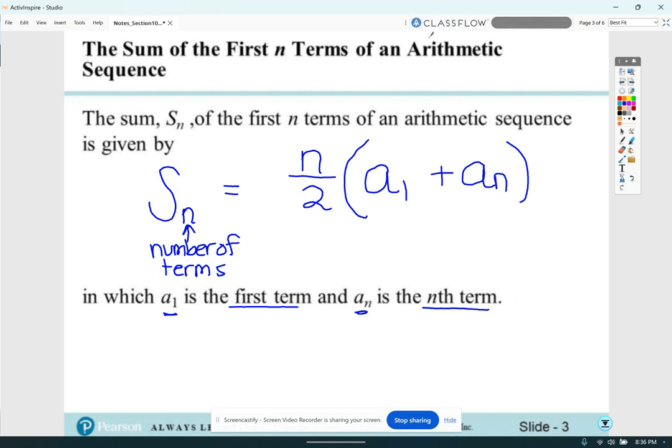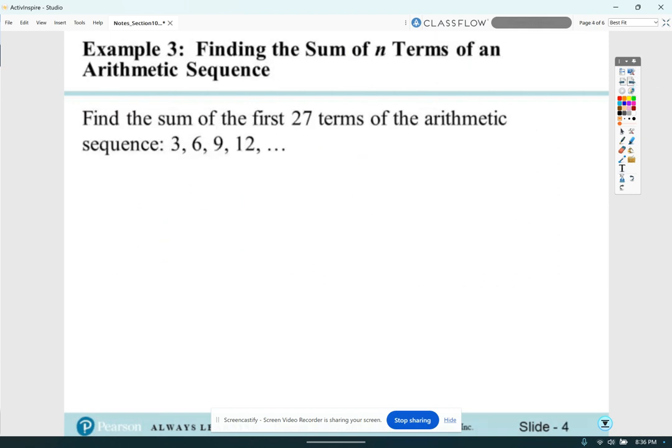Keep in mind this formula holds if you have an arithmetic sequence, which is all we're dealing with right now, but eventually we'll have other kinds of sequences that we look at sums for. We're going to find the sum of the first 27 terms of the arithmetic sequence 3, 6, 9, 12, and so on.